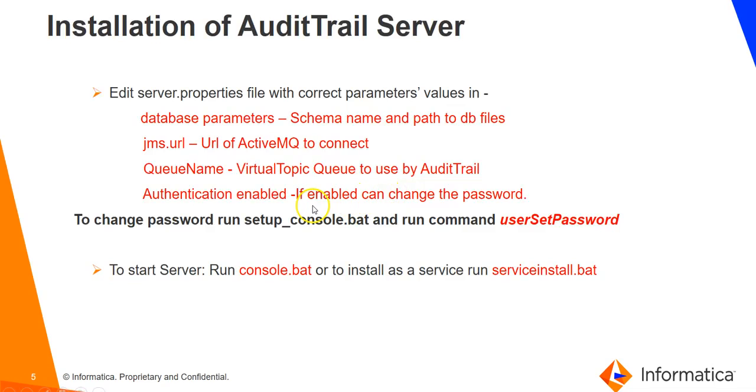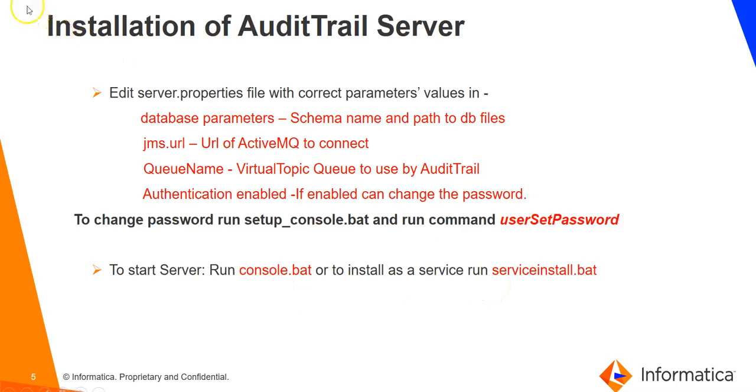And authentication enabled. If it's enabled, you need to make sure the PIM server is able to connect to the Audittrail server with the credentials which you define at the Audittrail side. If you want to change the password of the Audittrail server, then you can run the setup_console.bat file and run user set password. And we need to start the server either from console or by installing it as a service.